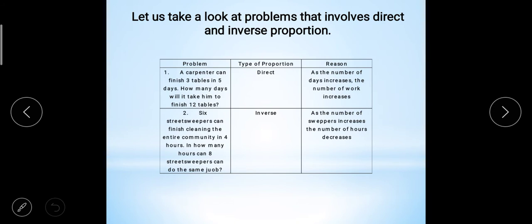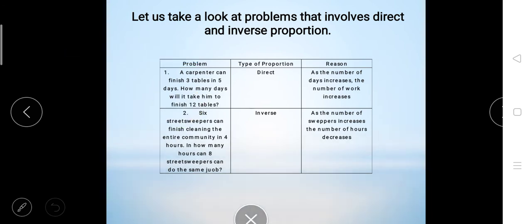For number 2 problem, 6 street sweepers can finish cleaning the entire community in 4 hours. Okay? In how many hours can 8 street sweepers do the same job? So, yung 6 street sweepers, yung mga nakikita nating nagwawalis sa labas, naglilinis ng ating community, kaya nilang linisin yung ating entire community in 4 hours.